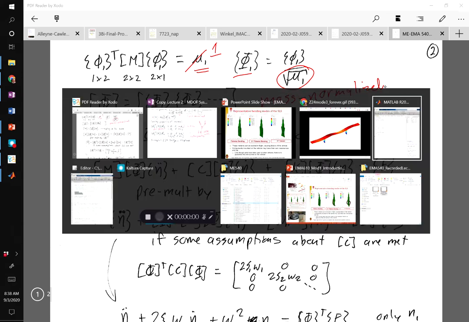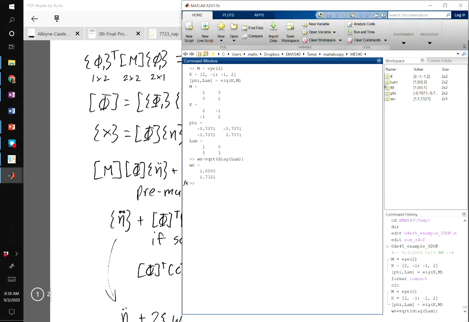Let me show you that quickly in MATLAB. So if we had, let's say we had lowercase phi, as we had a second ago.